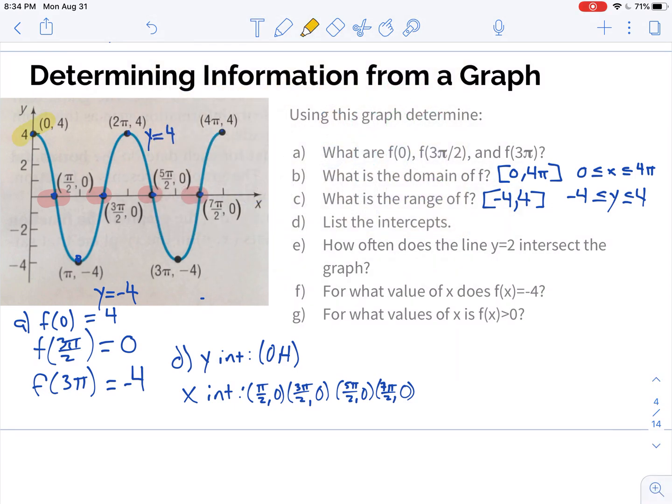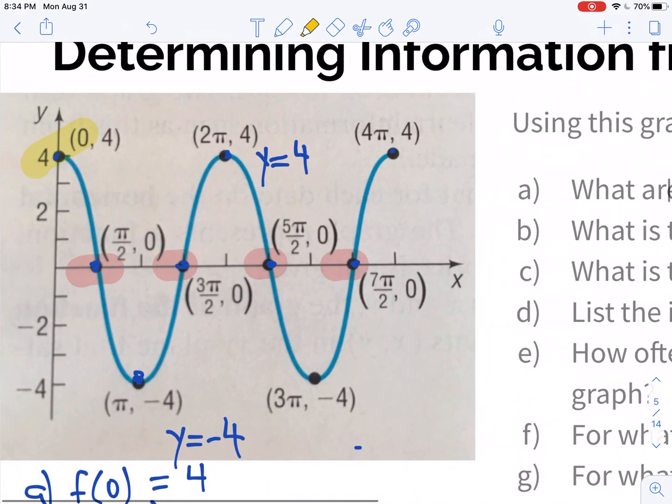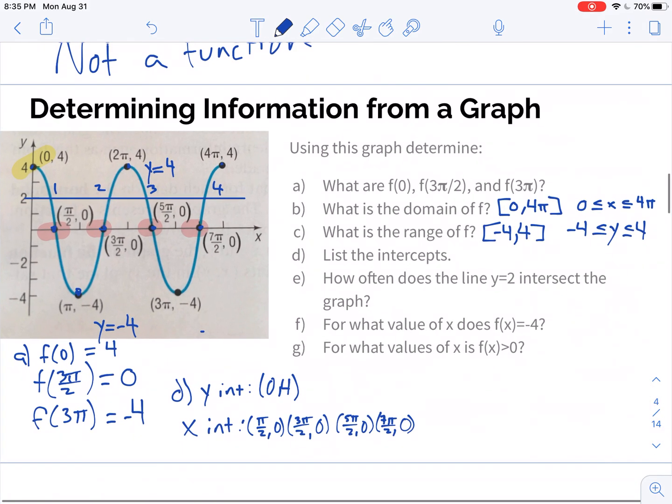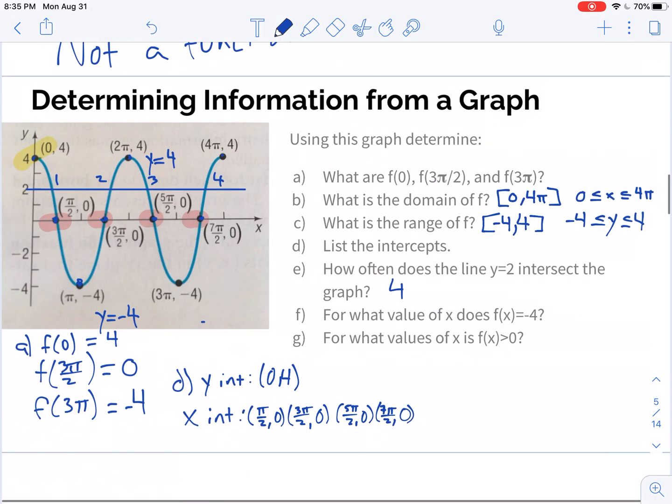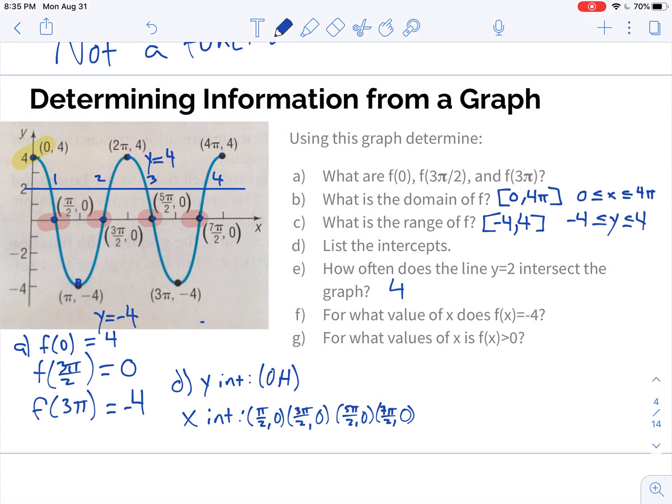How often does the line y equals 2 intersect the graph? Well, this one's kind of straightforward. I'm just going to go ahead and make a line for y is equal to 2. This is a linear equation, which you guys know well. And I just look and say, all right, how many times does this cross? 1, 2, 3, 4. Okay, cool. It intersects the function 4 times. I draw that line, y equals 2, across, and I see that I've got 4 intersection points.